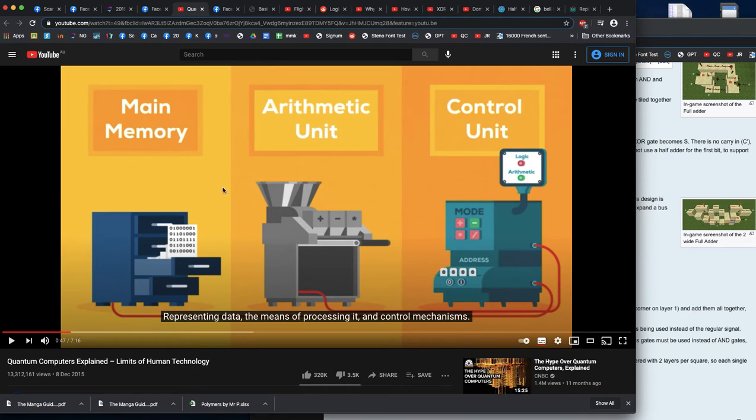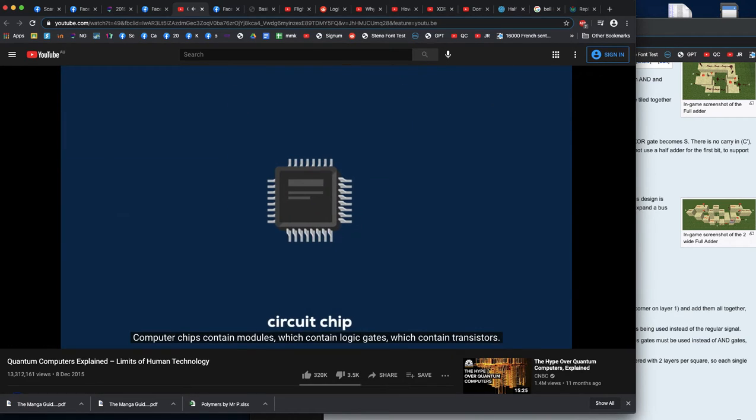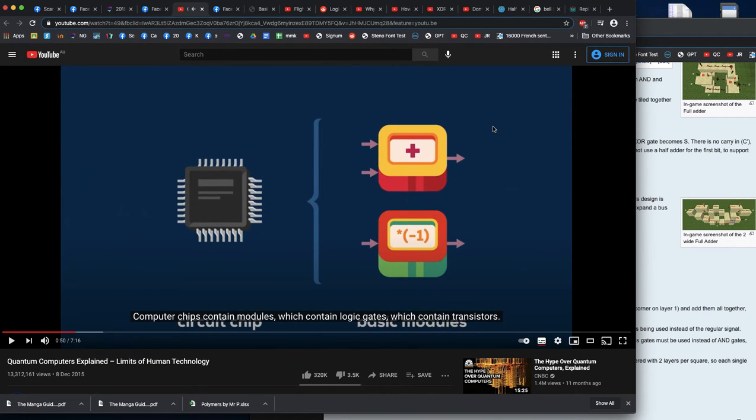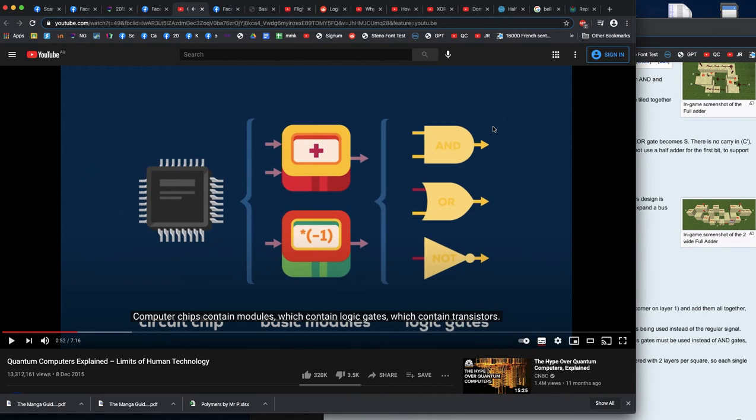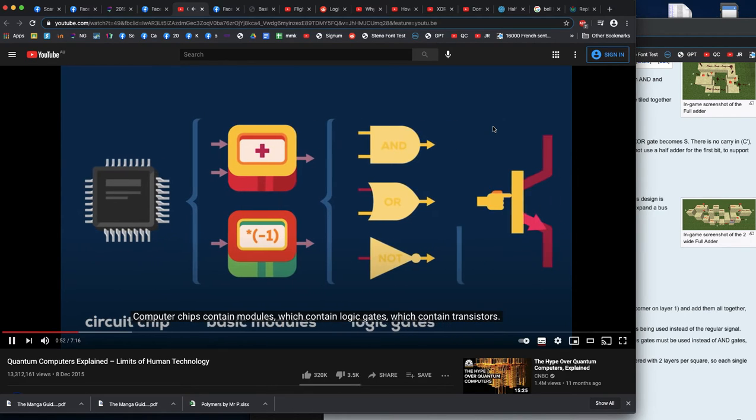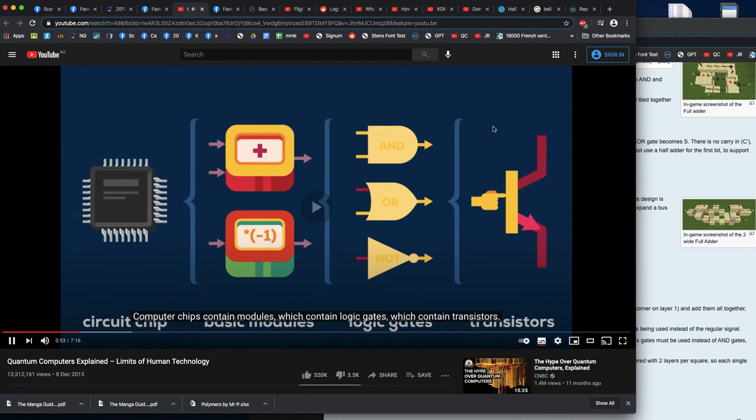We have memory, we have arithmetic units, we have control units, we have different parts of the computer doing different things, and control mechanisms. Computer chips contain modules, which contain logic gates. Modules are made of gates. So let's have a look at an example of some of these gates, which contain transistors. Gates are made of transistors.